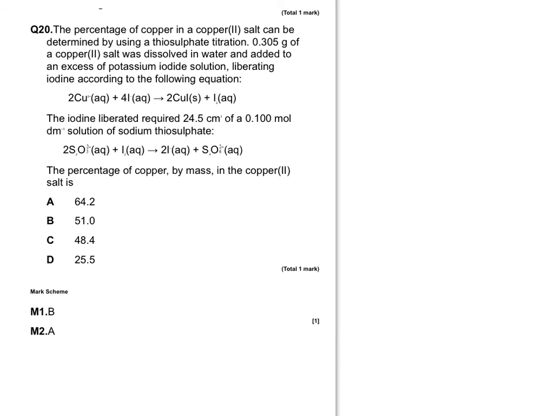The percentage of copper in a copper 2 salt can be determined by using a thiosulfate titration. And we know we're starting with this mass of the copper salt. It was dissolved in water and added to an excess of potassium iodide, liberating iodine according to the following equation. So all of our copper has reacted to form iodine. The iodine liberated required 24.5 centimetres cubed of a 0.1 solution of sodium thiosulfate, so that's this one. So we can work out the moles of sodium thiosulfate, and that's the only thing we can do to start with.